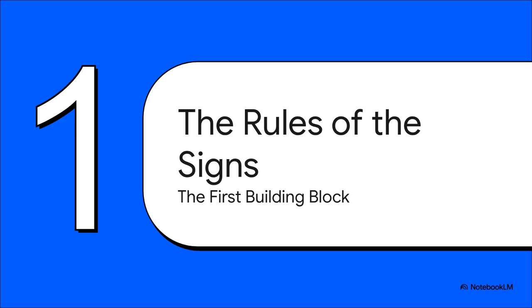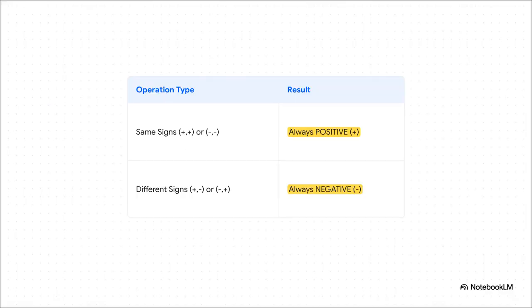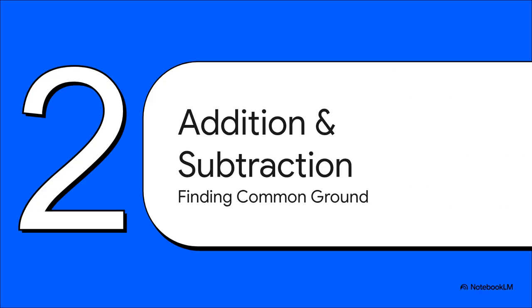To get started, we've got to have a solid foundation, right? And when we're talking about rational numbers, that foundation is all about understanding the signs. Positive and negative. If you can get this down, trust me, everything else gets so much easier. So check this out. When you're multiplying or dividing, the rule is ridiculously simple. There are only two possible outcomes. If the signs are the same, like two positives or two negatives, your answer is always going to be positive. If the signs are different, the answer is always negative. That's it. That's the whole rule. Burn this one into your brain. It's your first key.